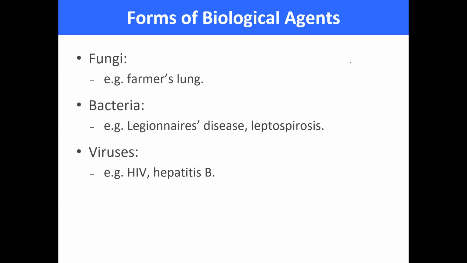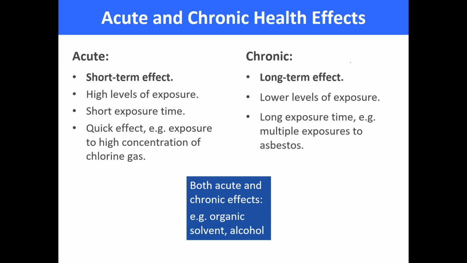Other biological agents include HIV, hepatitis, Legionnaires disease. Obviously, it is caused by bacteria called Legionella. Then Leptospira, that is also bacteria. Also fungus, it can cause farmer's lung as well. Okay, so basically, I've discussed this before as well.